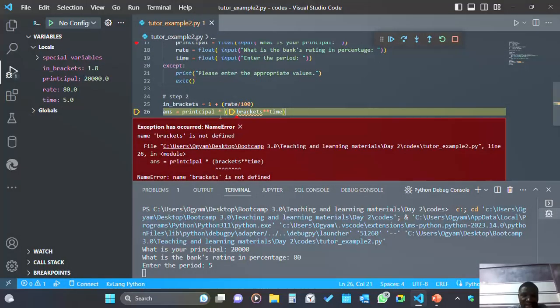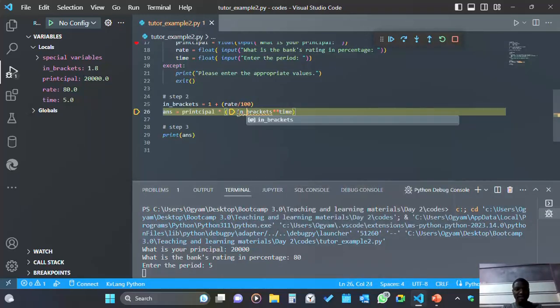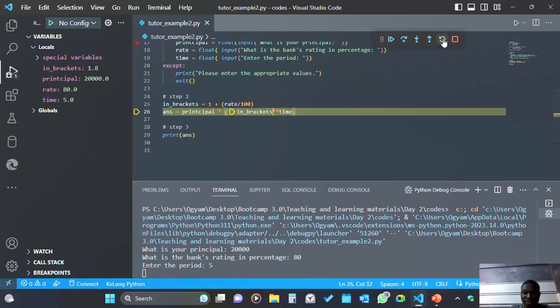So the next, it gives us an error. It says name error. Name bracket is not defined, meaning that the value does not exist before that. This name bracket doesn't exist anywhere. So you can see that the in underscore bracket was omitted. So the only way to correct this is to bring it back, because bracket and in underscore bracket are different. So in_bracket is the correct variable name. Yes. So now let's start all over again.